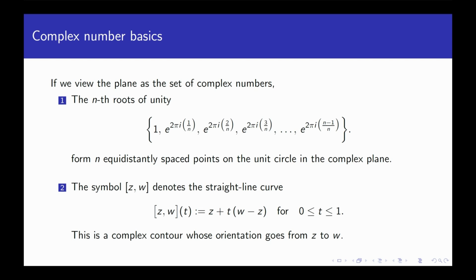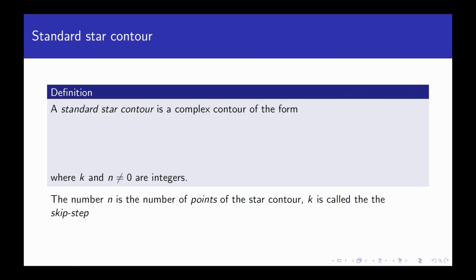So if I've got these two things, a standard star contour is going to be an object, and we take two integers, k and n. So n is going to be the number of points of the star. K we're going to just kind of call the skip step right now. And the basic idea is you're going to take the line segment that goes from 1, the 0th nth root of unity, and connect it to the kth nth root of unity. So you got that line. Then what you're going to do is rotate that line by multiples of 1/nth of a full rotation, and you're going to do that n times. So this object right here is just an oriented star polygon.